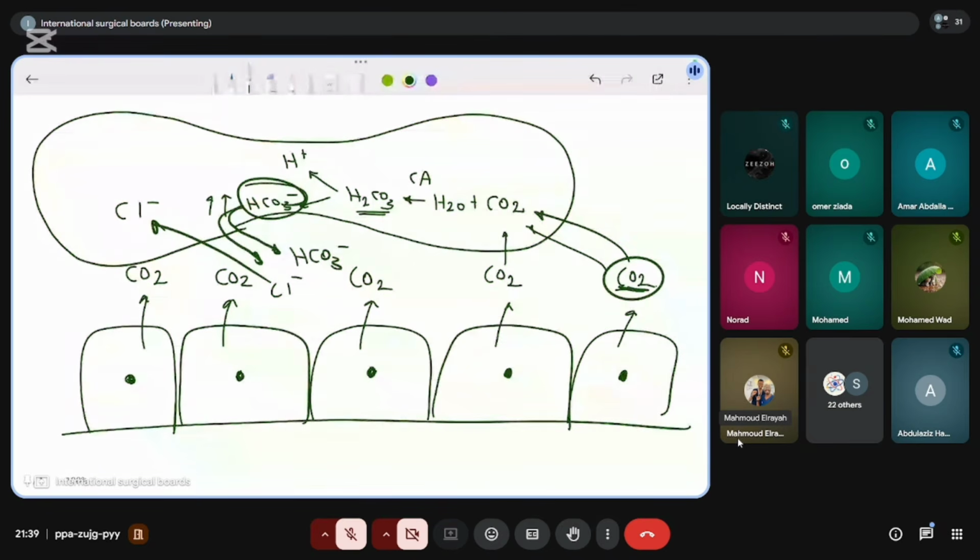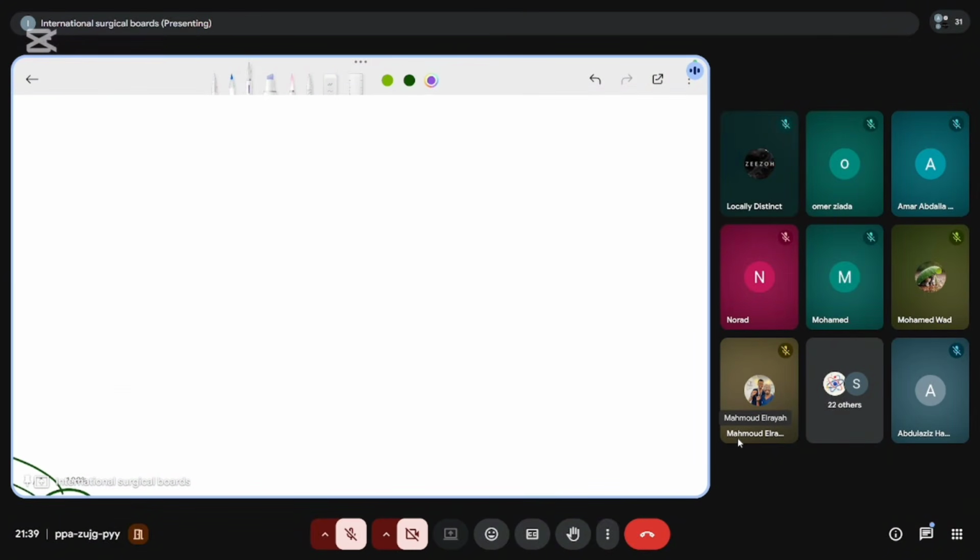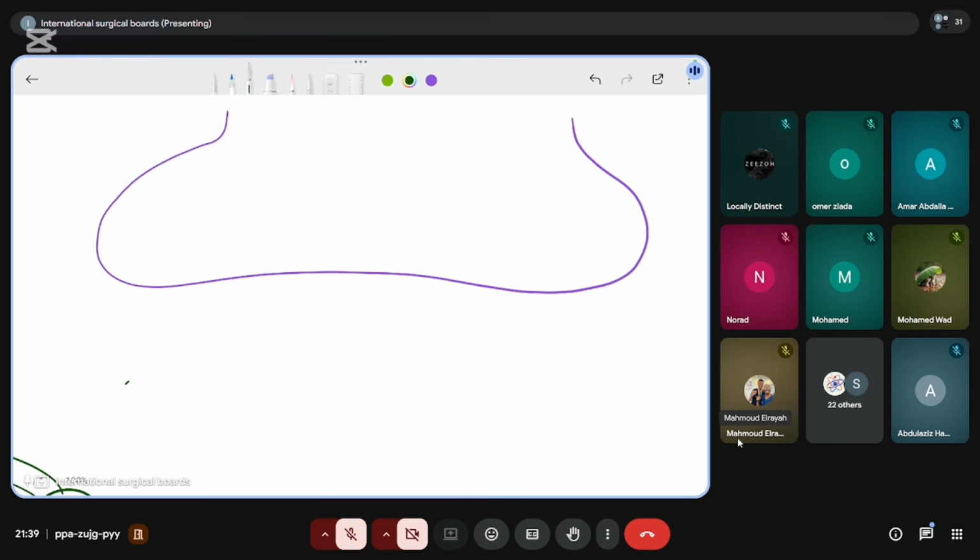Then this same red blood cell with its bicarbonate and everything will go to the lung. Okay, that's the alveolus on one side. And this is the red blood cell coming in through the blood vessels.